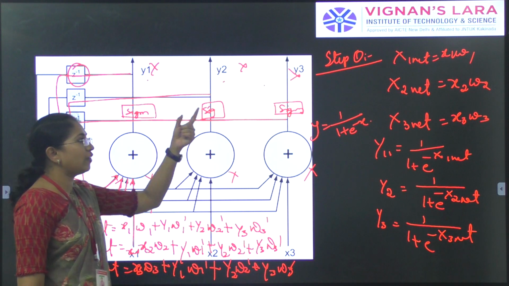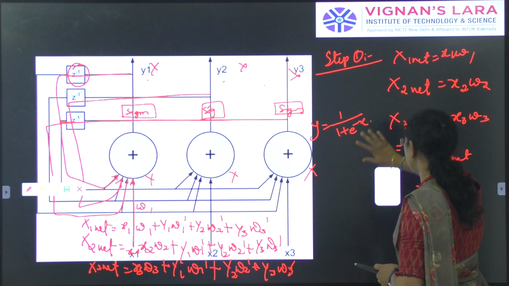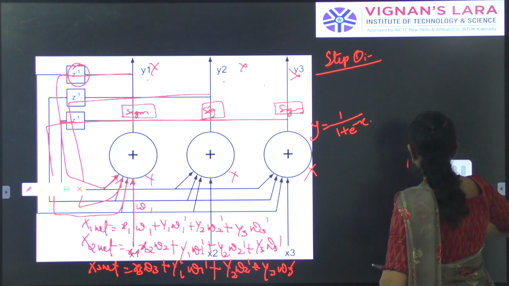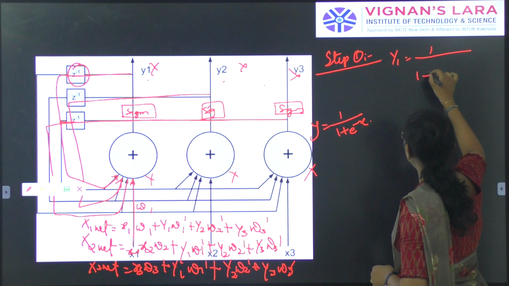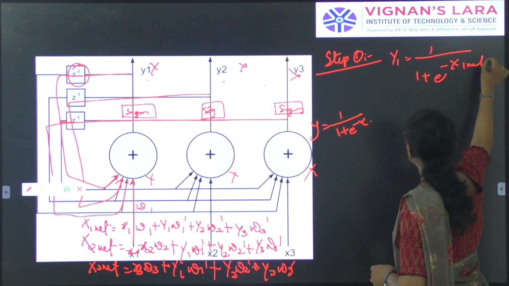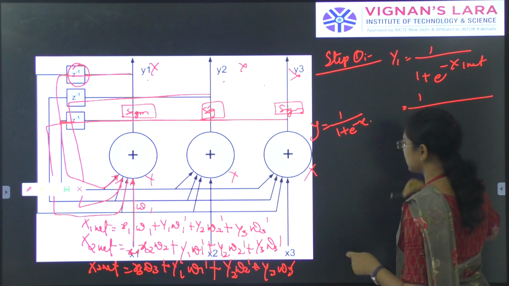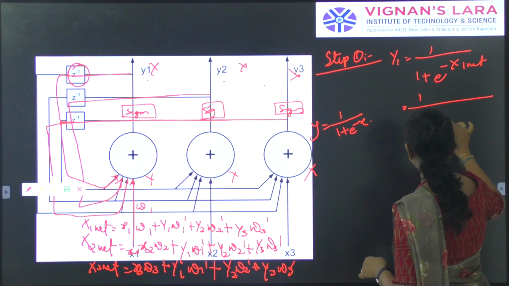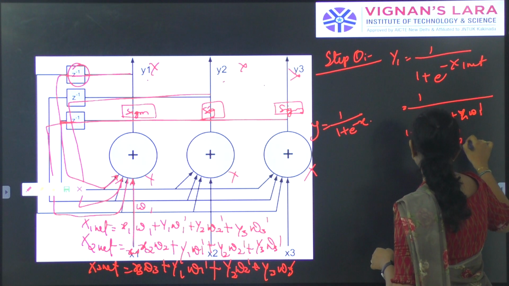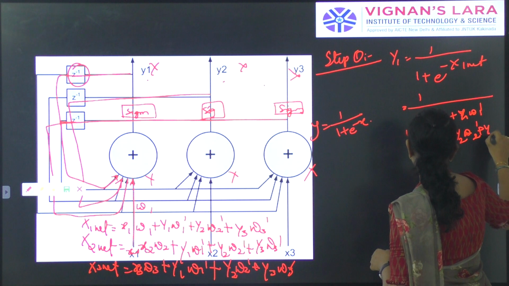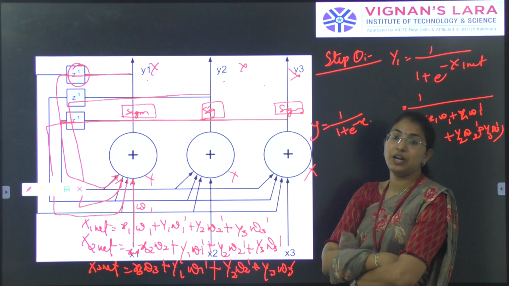Now again these are fed through sigmoidal activation functions, and now we are going to generate new values. What is y1? Again 1 by 1 plus e power minus x1 net. What is your x1 net? x1 w1 plus y1 w1 dash plus y2 w2 dash plus y3 w3 dash. This is your updated y1.